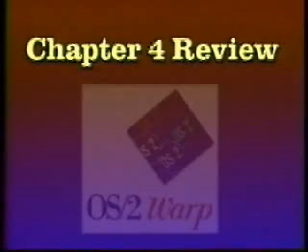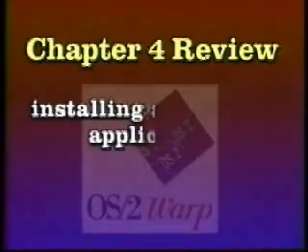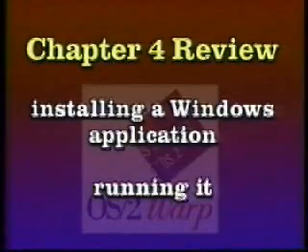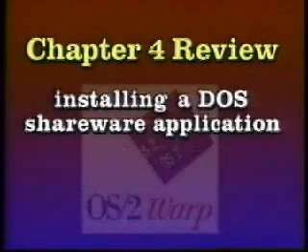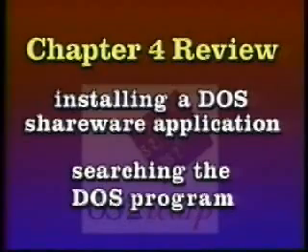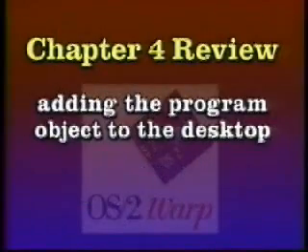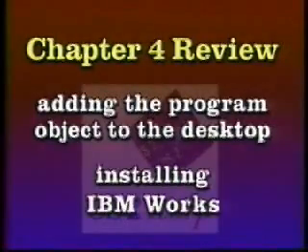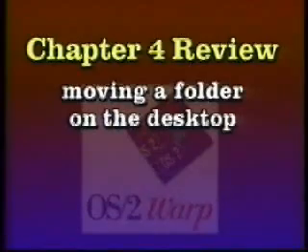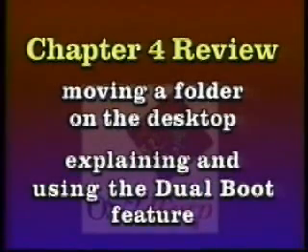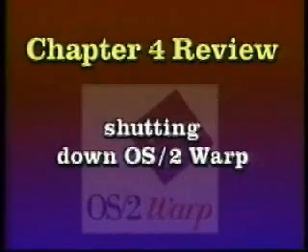Let's review what we've covered in Chapter 4. We installed a Windows application, then ran it. We used add programs and added a program object for our Windows application. We installed a DOS shareware application, then searched and added our DOS program object to the desktop. We installed an OS2 program, the IBM Works, in the bonus pack. We moved a folder on the desktop. We explained, then used the dual boot feature. Finally, we shut down OS2 Warp.